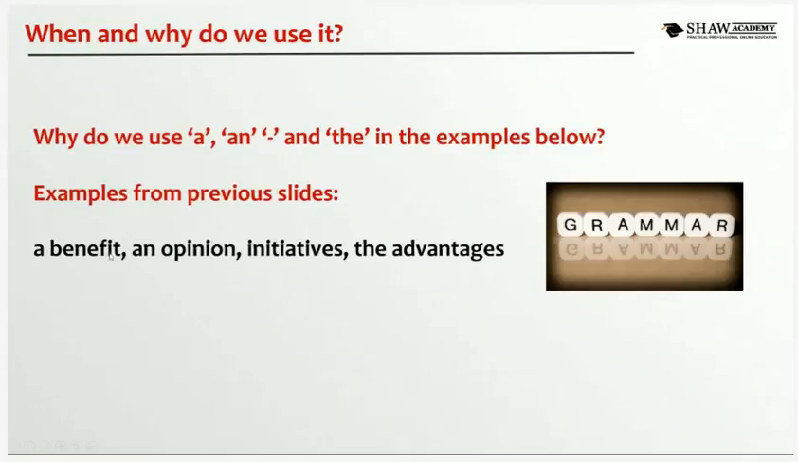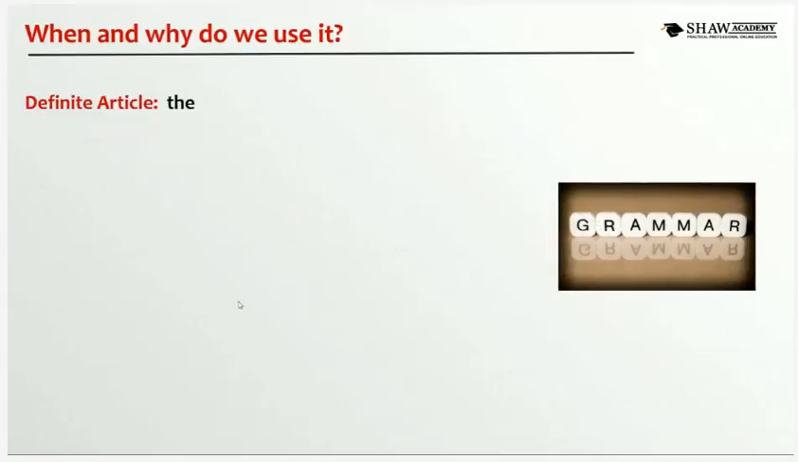Okay, so benefit is singular. So it's a benefit in general. An opinion, and that's a vowel. Initiatives is plural. So there is no plural form of the definite article. Very good. And advantages. Exactly. So you can use the. Now, if you're not sure, don't worry. That's why I'm revising this. I just wanted to see what you already knew or remembered about these. Okay, so let's move on.